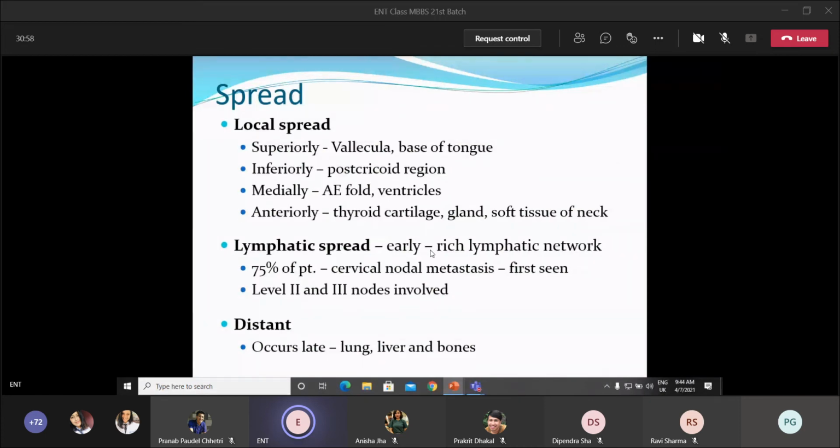Lymphatic spread occurs early because of the rich lymphatic network. In 75% of patients, cervical nodal metastasis is first seen as the presenting complaint. So the most commonly involved lymph nodes are level 2 and level 3. Distant metastasis occurs in lungs, liver, and bones.